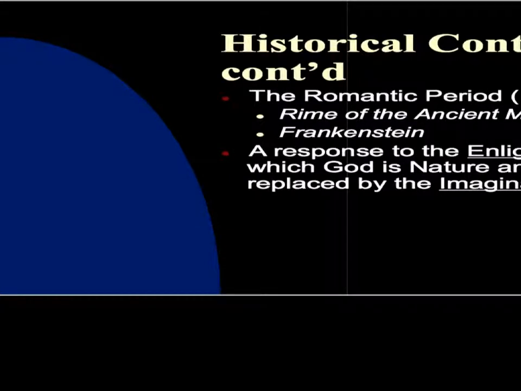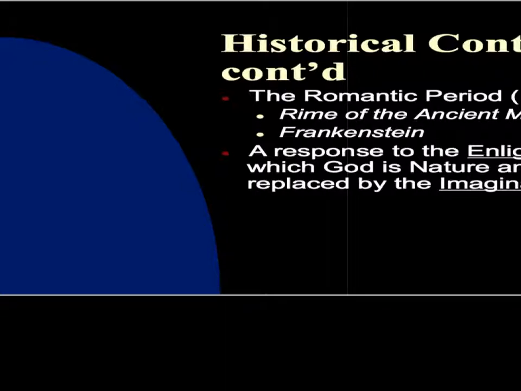This gave way to the Romantic period. The Rime of the Ancient Mariner and Frankenstein were 2 of the most popular and influential works of the time. This was a response to the Enlightenment, which came before. Nature was now God, and reason was replaced by imagination. Whereas logic and reason were of prime importance during the neoclassical period, imagination and the heart and emotions are what are important in the Romantic period.